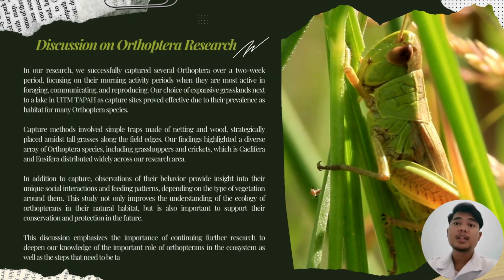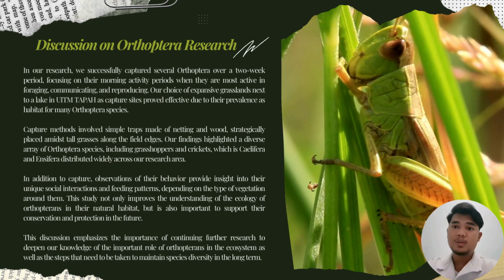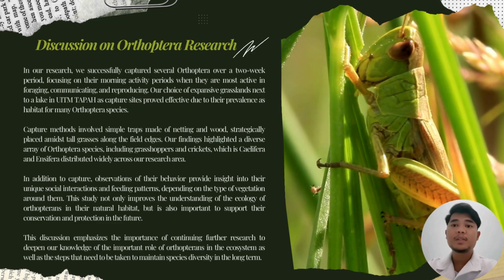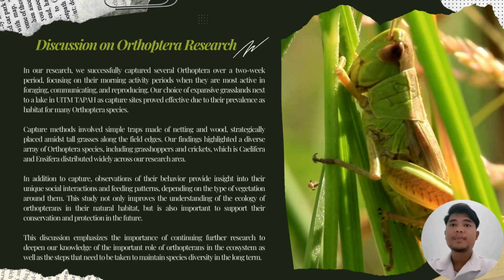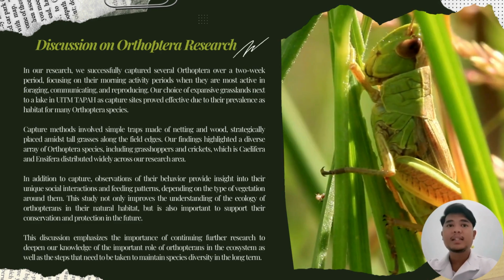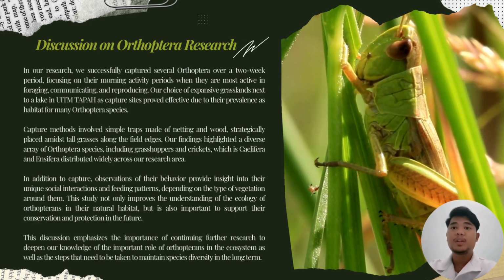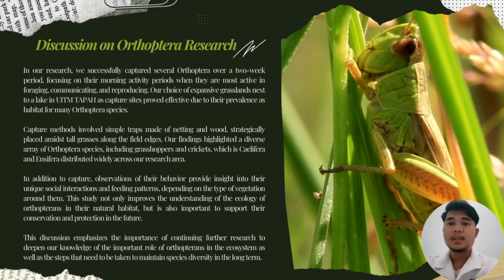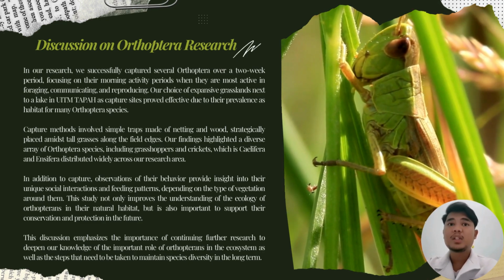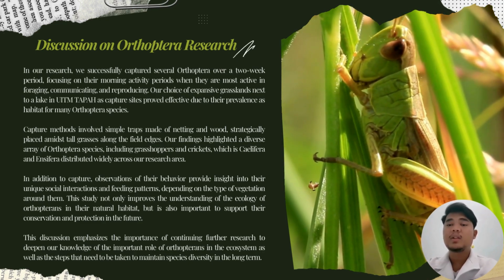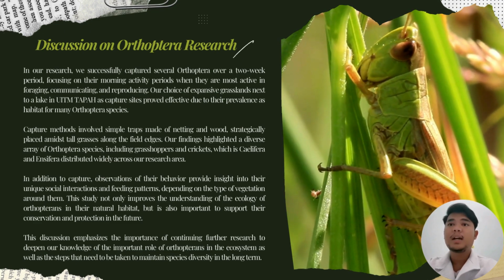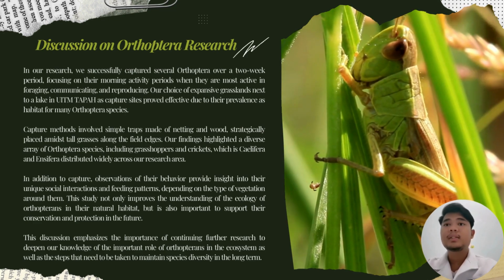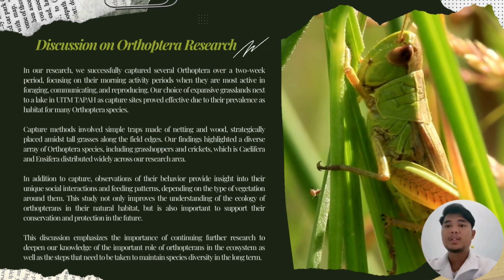In our study, we successfully captured several Orthoptera over a 2-week period, focusing on their morning activity periods when they are most active in foraging, communicating, and reproducing. Our choice of expansive grassland as capture sites proved effective due to their prevalence as habitat for many Orthoptera species. The capture method involved simple traps made of netting and wood, strategically placed amidst tall grasses along the field edges. Our findings highlighted a diverse array of Orthoptera species, including grasshoppers and crickets, distributed widely across our research area.